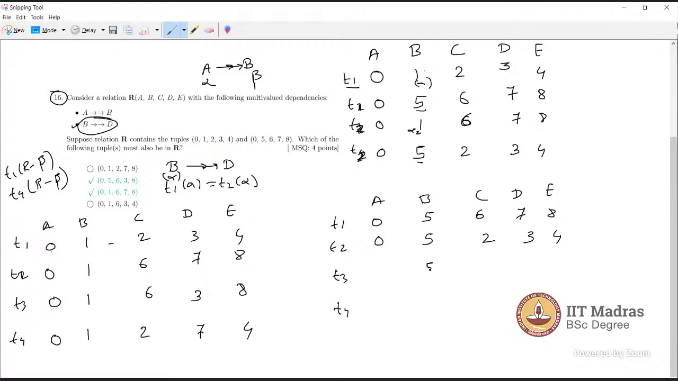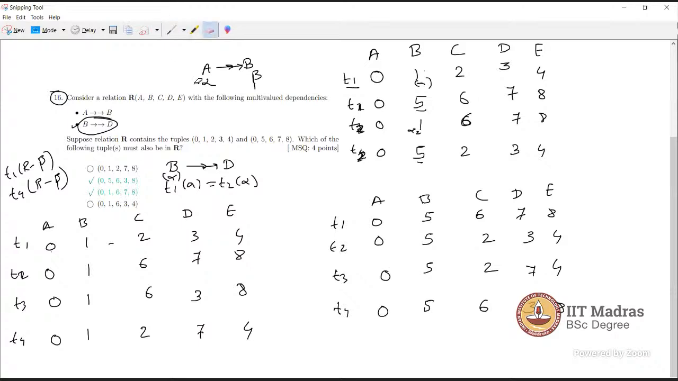Like beta is 5 here. Here now T1 beta equals T3 beta, that is 7 and 3 in this case. And T1 R minus beta, so that is 0, 6, 8, and 0, 2, 4. Now we will get 8 tuples here, okay, because we have split this table in two subtables, right? So total there will be 8 tuples, this 4 and this 4.